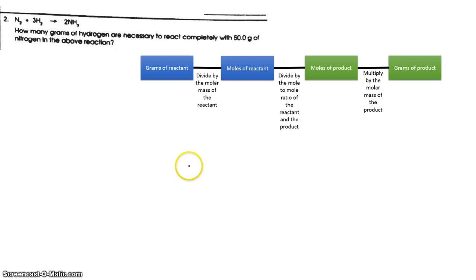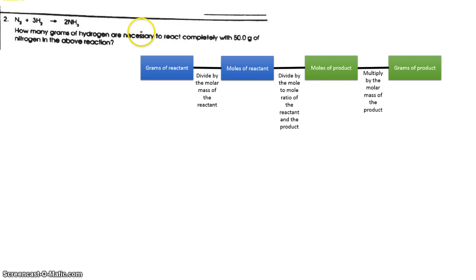Hello, I'm going to go over a problem from the Stoichiometry practice worksheet called Grams to Grams, and let's take a look. It wants to know how many grams of hydrogen are necessary to react completely with 50 grams of nitrogen in the above reaction.